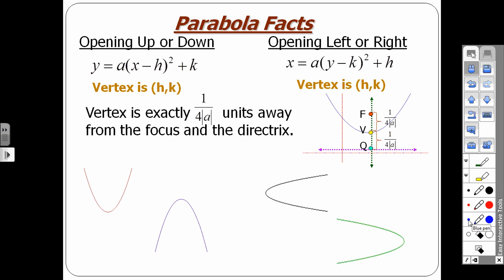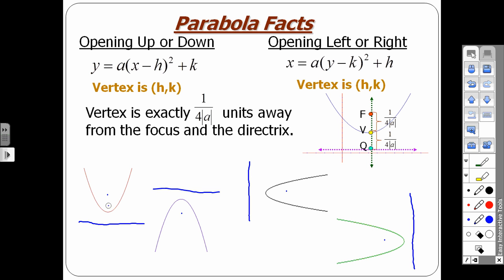I just really want to quickly show, your focus will be inside your branches, and then your directrix will be under it in that case. Here's the focus here, your directrix will be above it, a horizontal line. In the sideways parabolas, there's your focus, and then your directrix is a vertical line. And then here, same thing, here's your focus, and here's your directrix, a vertical line. So just understand the positioning.